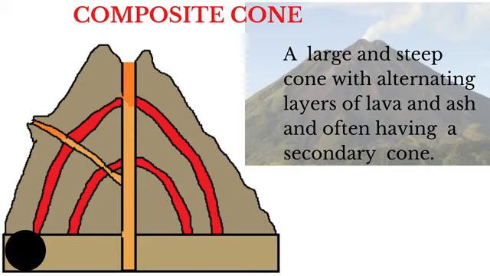And so sometimes the vent or the pipe may become plugged, and so the material may take another route. And so secondary pipes may be created, and as material flows through these secondary pipes, they may give rise to secondary cones built along the slopes of the cone.